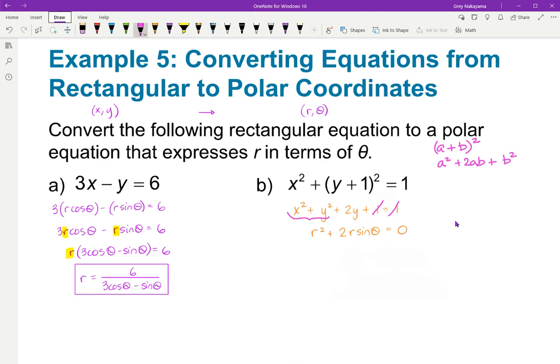Okay? It's probably easier at this point to take the 2r sine theta to the other side by subtraction. So r squared equals negative 2r sine theta. And then I'm going to divide both sides by r because I'm solving it for r. And I'm going to get r equals negative 2 times the sine of theta.